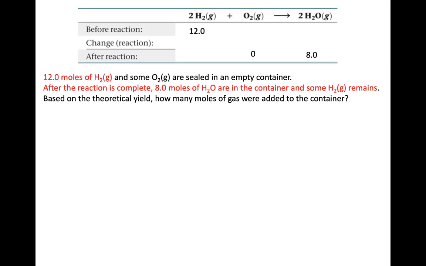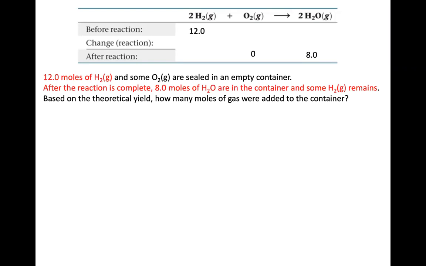After the reaction is complete, I have 8 moles of H2O. I also have some H2 remaining, and that must be because the O2 went all the way down to 0. Now, a key thing within here, I think I have enough information to fill in the rest of the table.